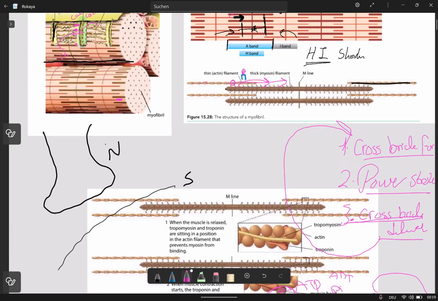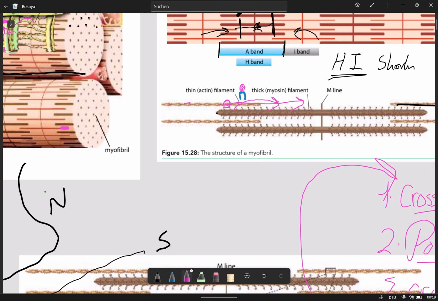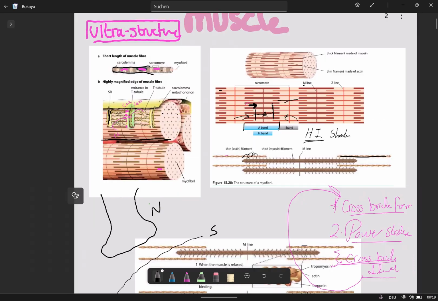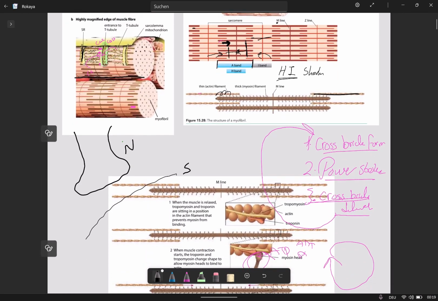Okay, so once the calcium moves back, it will no longer bind on the troponin. This will cause the tropomyosin to come and cover back the binding site. So now the actin can no longer bind to the myosin, and we have our relaxation.